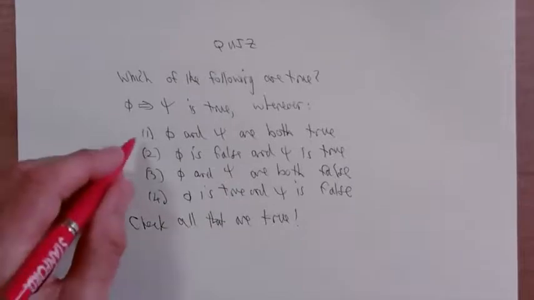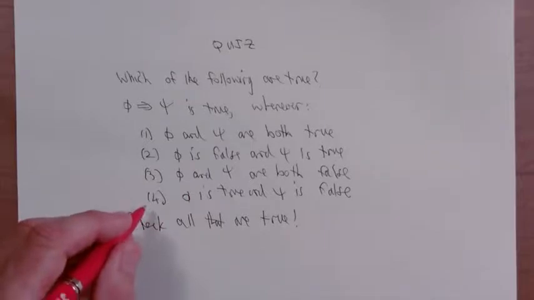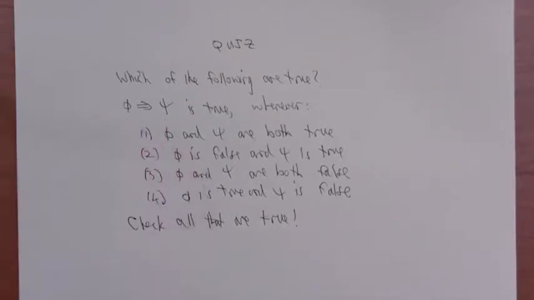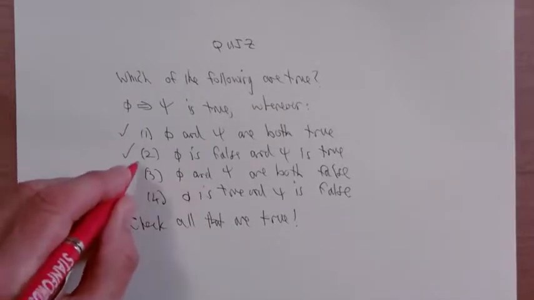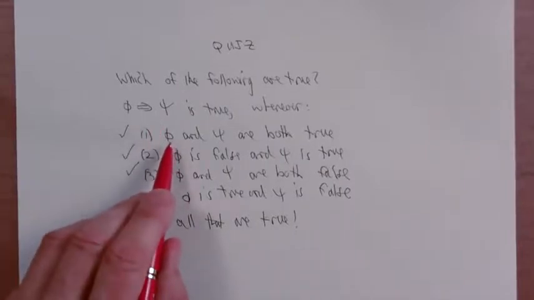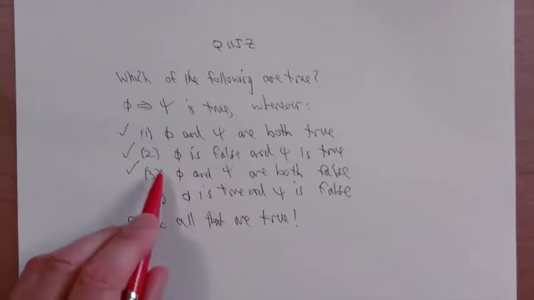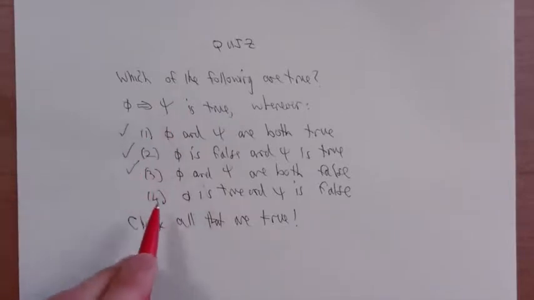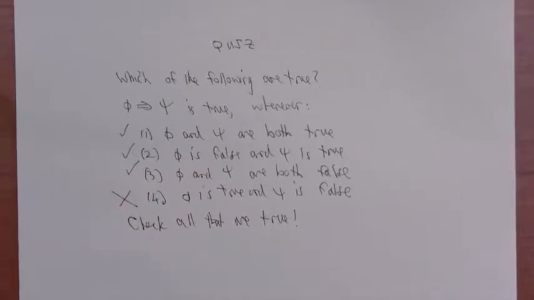Well, which of these 4 are the case? Which of these 4 conditions tell you when phi conditional psi is true? The answer is 1, 2, and 3. Phi conditional psi is true either when 1 is true, or when 2 is true, or when 3 is true. The only time when phi conditional psi is false is when 4 holds. So the correct answer is 1, 2, and 3, and 4 is not. Okay, now you can open that champagne.